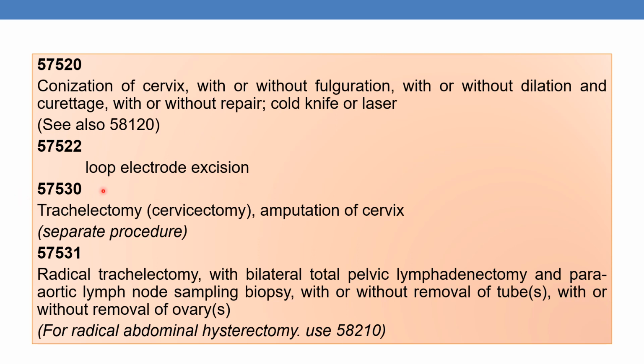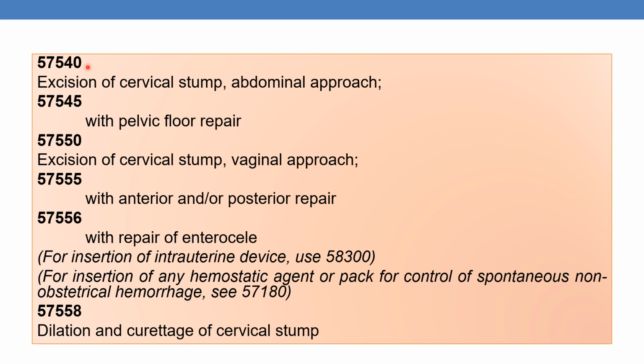The next is 57530, trachelectomy or cervicectomy, amputation of cervix. The next is 57531, radical trachelectomy with bilateral total pelvic lymphadenectomy and para-aortic lymph node sampling biopsy, with or without removal of tube, with or without removal of ovary. For radical abdominal hysterectomy, the CPT is 58210. This is radical trachelectomy. The next is 57540, excision of cervical stump, abdominal approach.